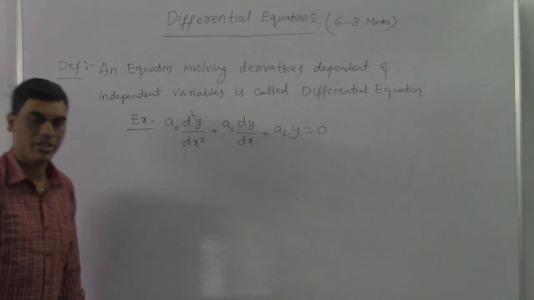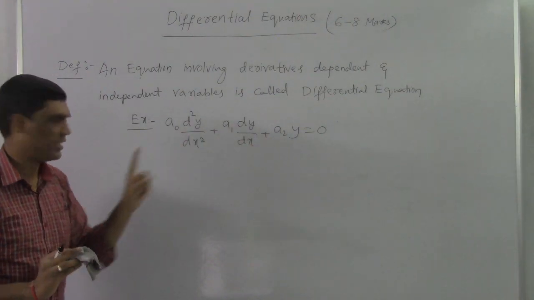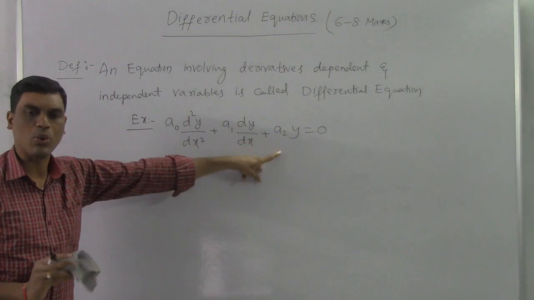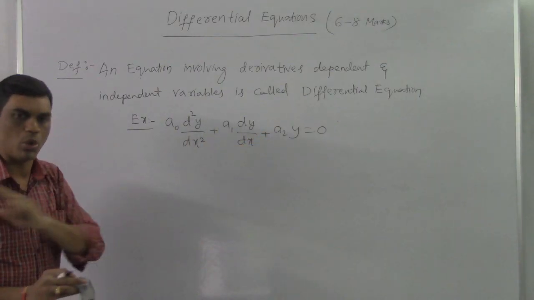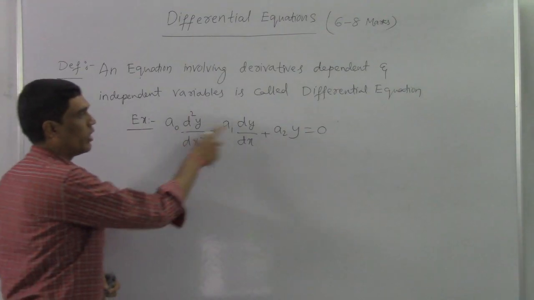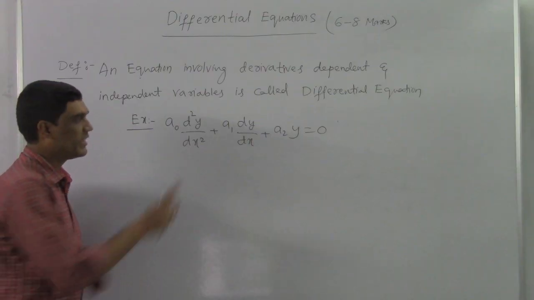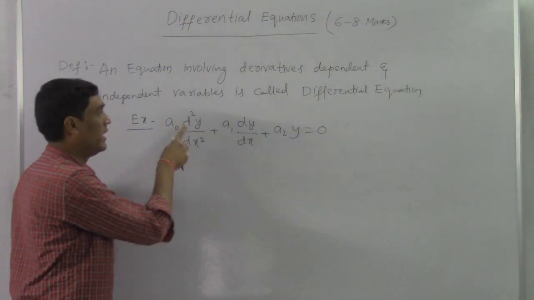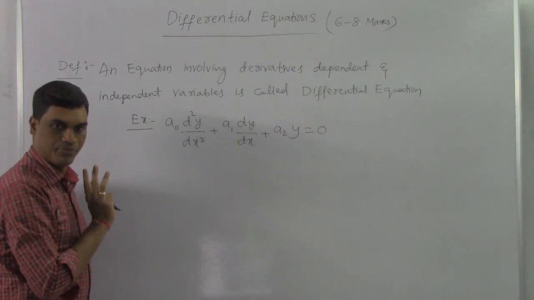Simply you can take this one. Here A0, A1, A2 are nothing but any numbers, constants only always, real numbers. These may be positive numbers, negative numbers, sometimes 0, no problem. But you have to observe this one: dy by dx. Compulsorily this term must be derivatives only: dy by dx, d square y by dx square, d cube y by dx cube. Is it clear?